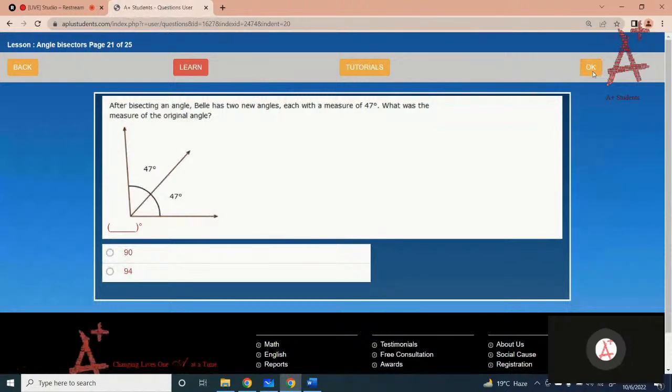After bisecting an angle, we have two new angles, each with a measurement of 47 degrees. What was the measurement of the original angle? So after the bisecting, they are 47 degrees. So that means before bisection, they are 47 times 2, which is 94. Got it?